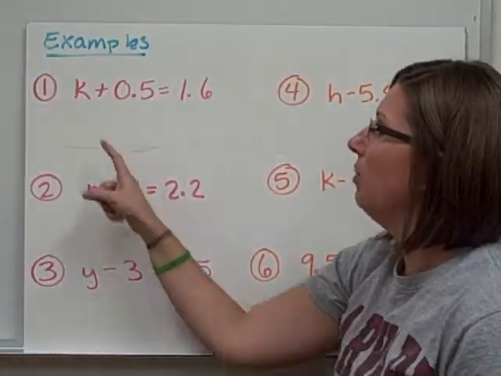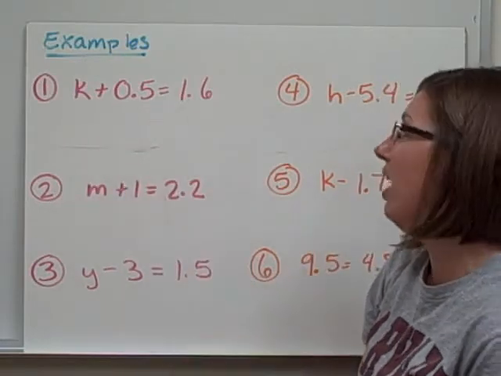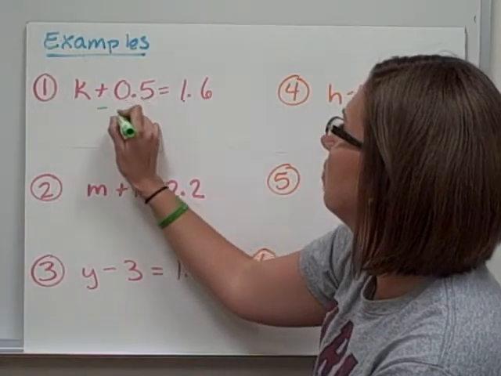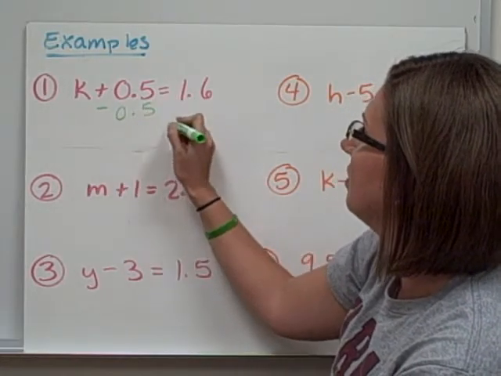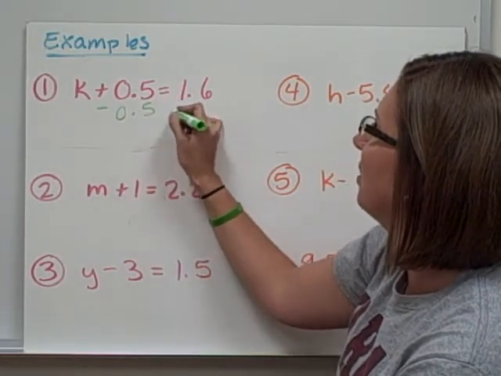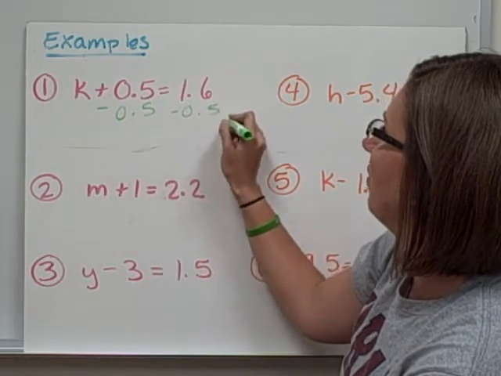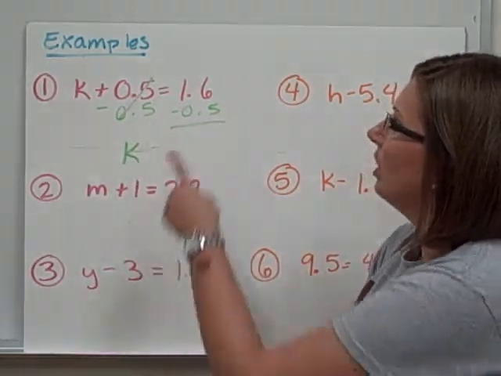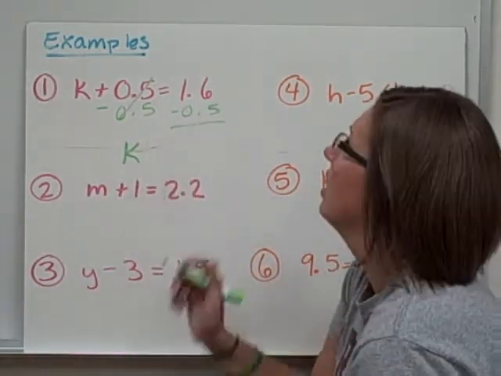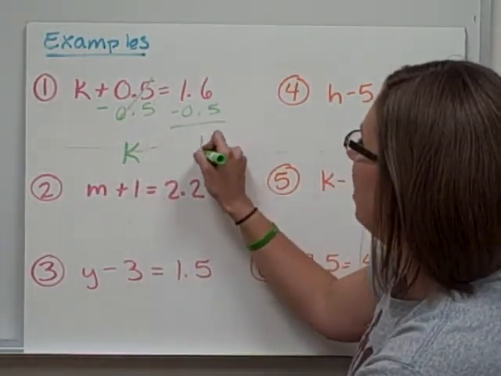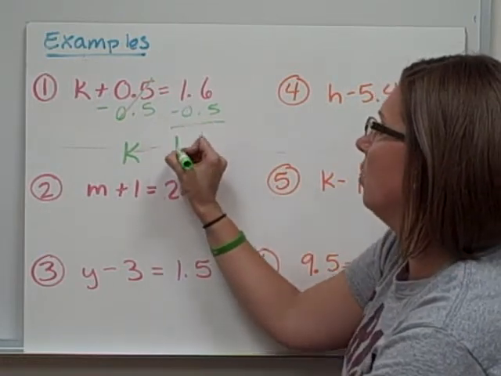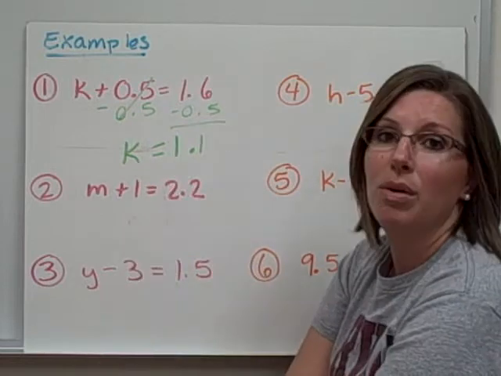So, number one, we have k plus 0.5 equals 1.6. We have to undo the plus 0.5 with subtract 0.5. We line up the decimals. 6 minus 5 is 1. Bring down my decimal. 1 take away 0 is 1. So k equals 1.1.